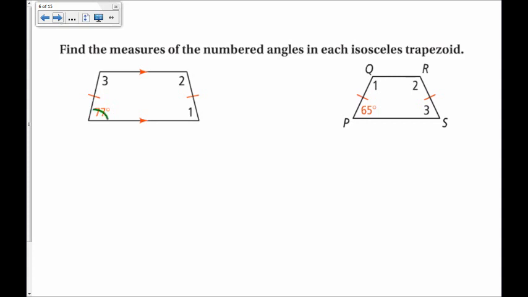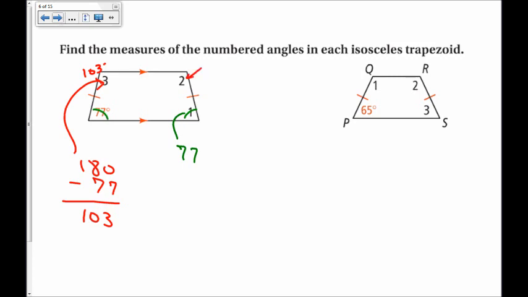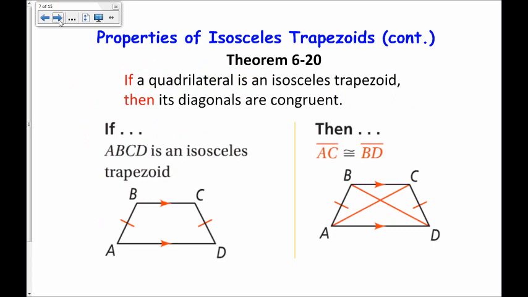If this is 77, then angle 1 must also be 77. Using the same side interior angles, I know angle 3 must be supplementary with 77 degrees. So 180 minus 77 is 103, and so angle 3 must be 103 degrees, and angle 2 is also 103 degrees because the base angles are congruent. I'll just do one since the next one is very similar. The other property we talked about is if a quadrilateral is an isosceles trapezoid, then its diagonals are congruent.